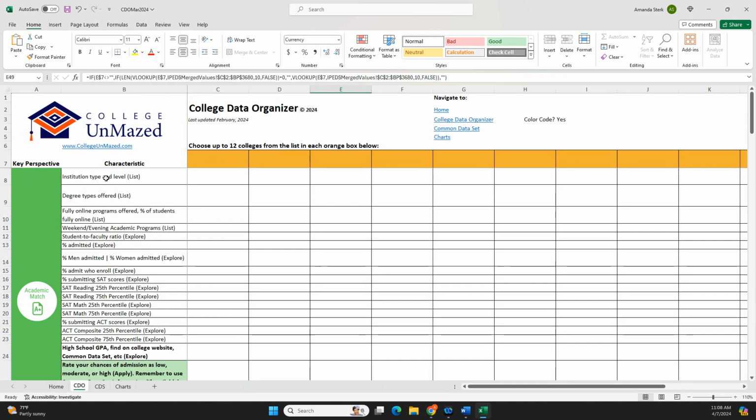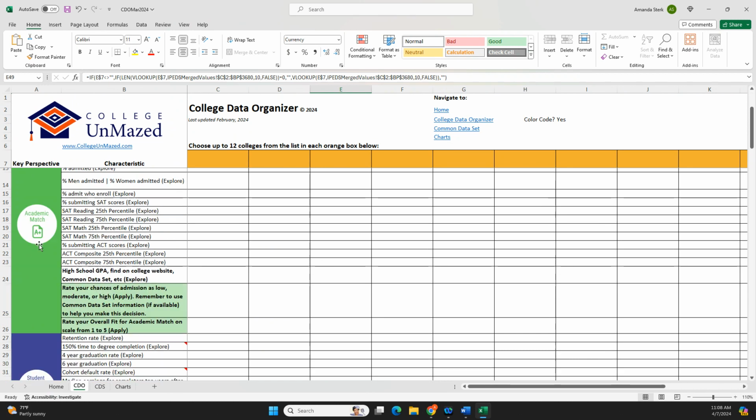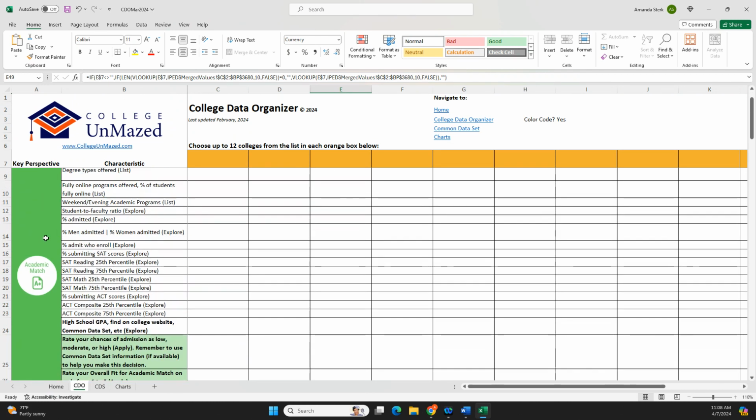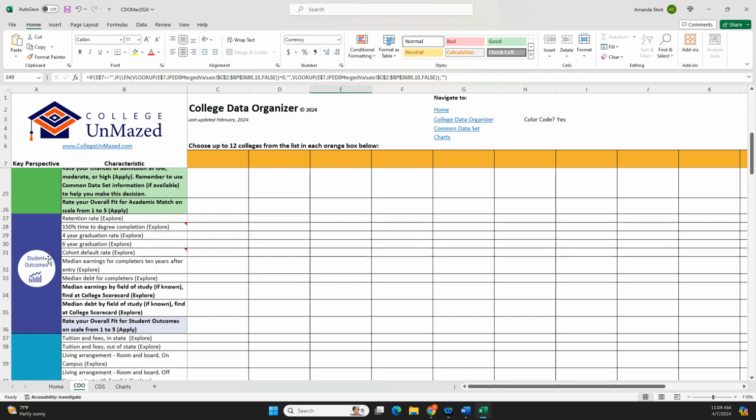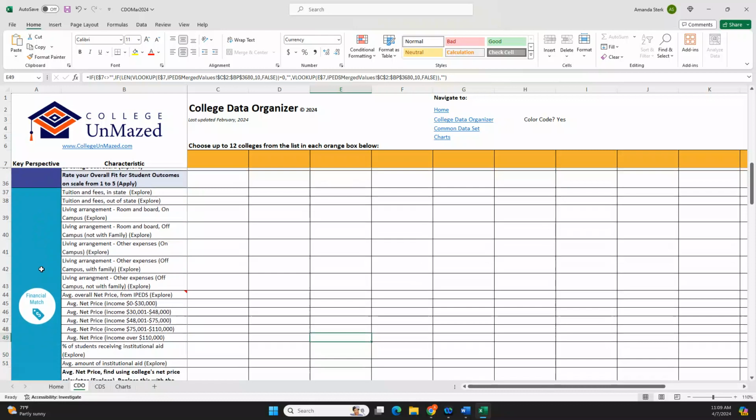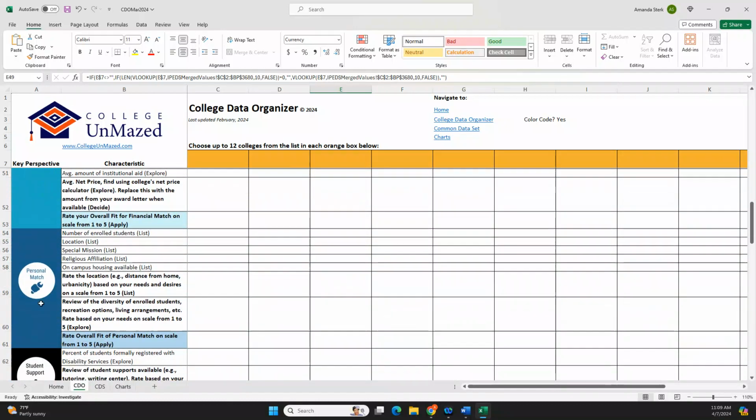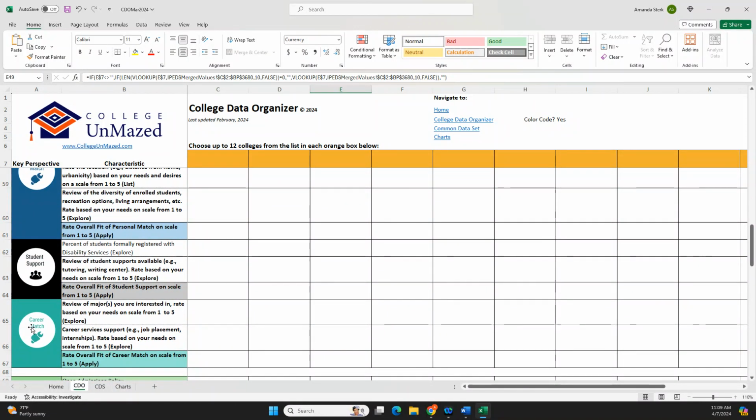So let's go to the next tab, the CDO, and this is where you're going to find the most information that's going to be very critical for families. If you can see here on the left-hand side, we have something called the 6 keys of college fit, because we really believe that as a student goes through the LEAD strategy, they need to be thinking about what is most important to them in making an informed college decision. Is it something based on academic match, student outcomes, financial match, personal match, student support, and career match?